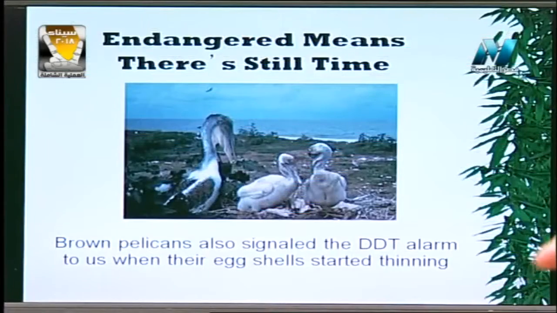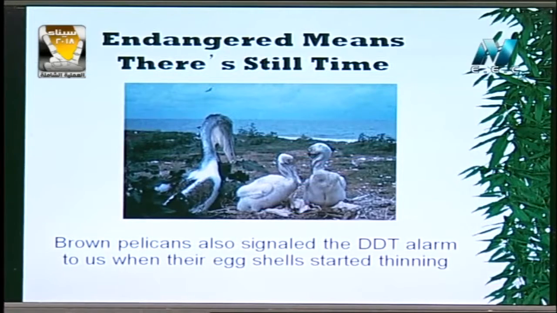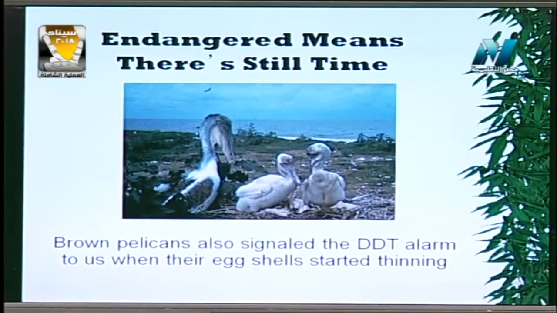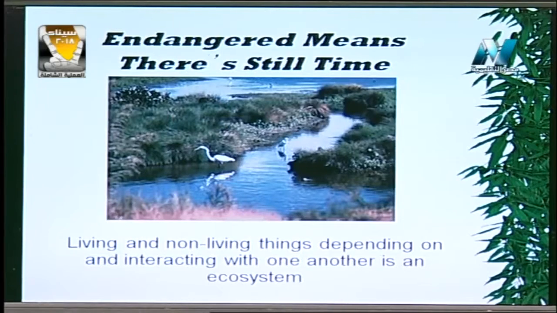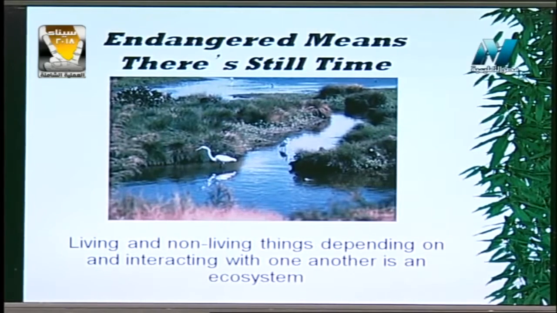Also, the brown pelicans signaled the DDT alarm. So using DDT as a pesticide causes these eggshells to become thinner. Living and non-living things depending on and interacting with one another is an ecosystem. This is what we have said before, that an ecosystem is where living and non-living things depend on each other.